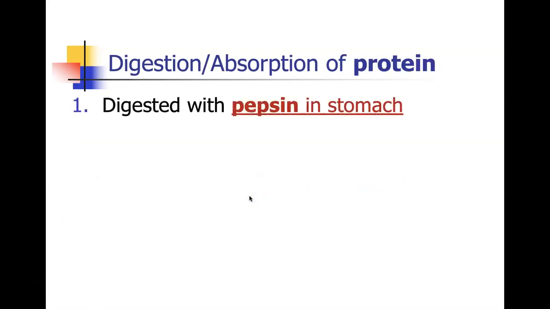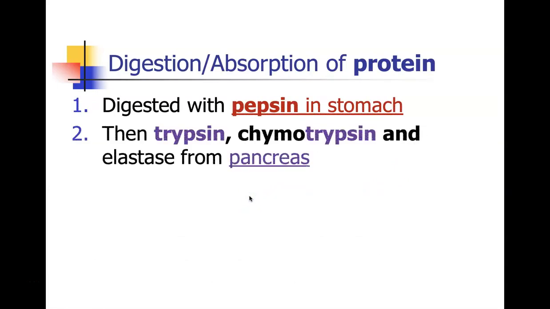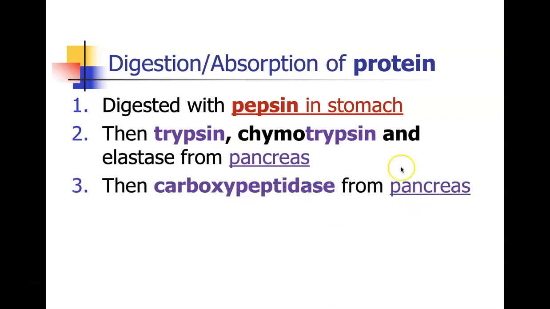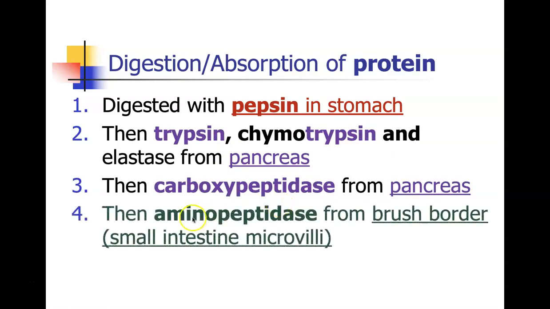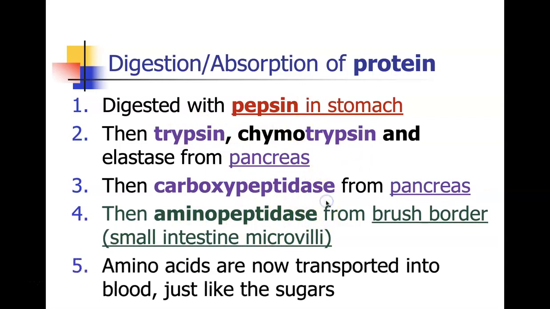For proteins, we have digestion with pepsin in the stomach. Then trypsin, chymotrypsin, and elastase from the pancreas work on proteins as well. Another enzyme, carboxypeptidase from the pancreas, and aminopeptidase. So lots of different enzymes are required to break down protein. What you'll note is that we've got trypsin and we've got these peptidase enzymes, okay? And once those all act on the proteins, then amino acids are transported into the blood just like the sugars.